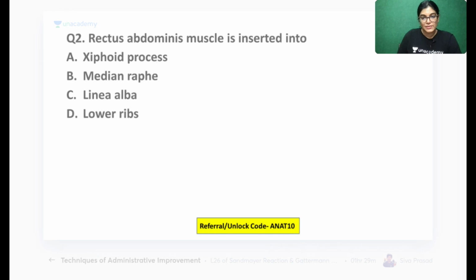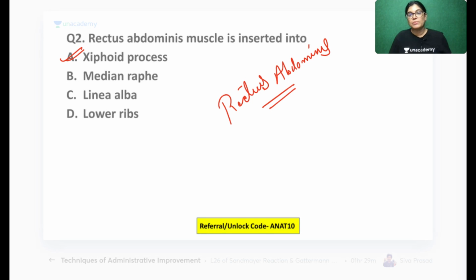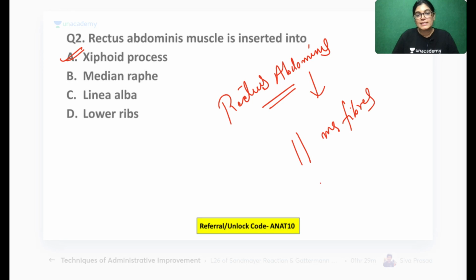Okay, so yes, few students have given the right answer, and the right answer is xiphoid process. So the rectus abdominis muscle. Can anybody tell me, when we are talking about the rectus abdominis muscle, morphologically it is an example of which type of muscle fibers? Anyone? They can write the answer in the message. Rectus abdominis is morphologically parallel muscle fibers with tendinous intersection.